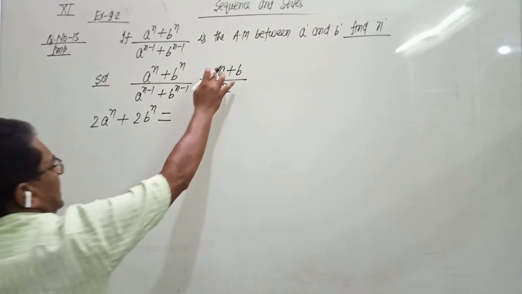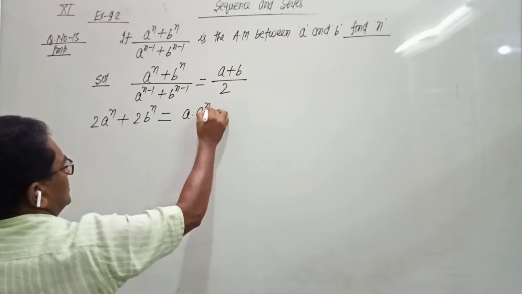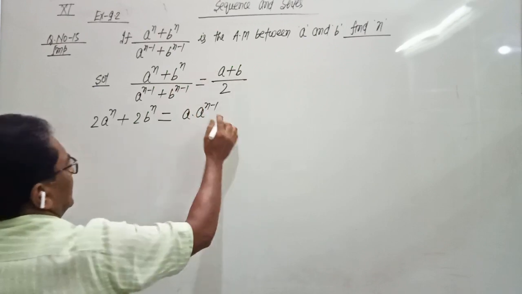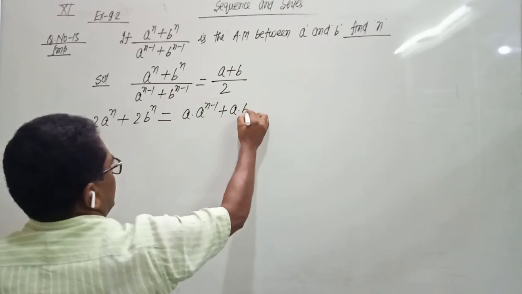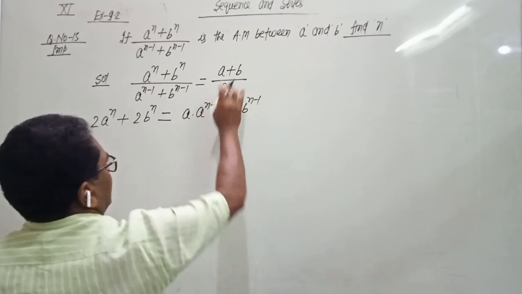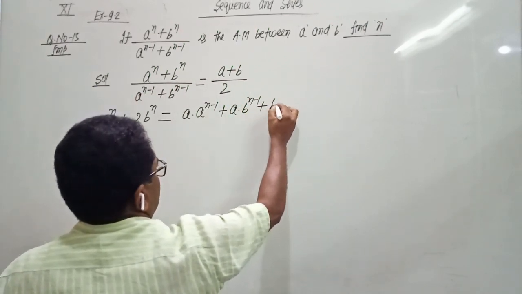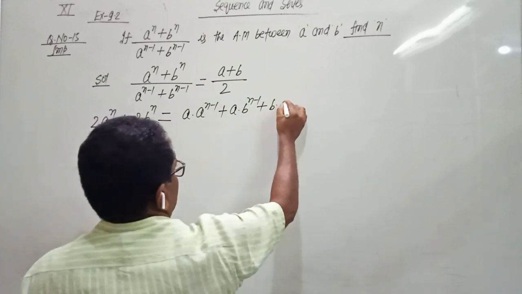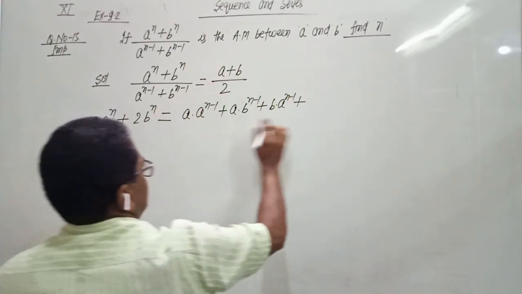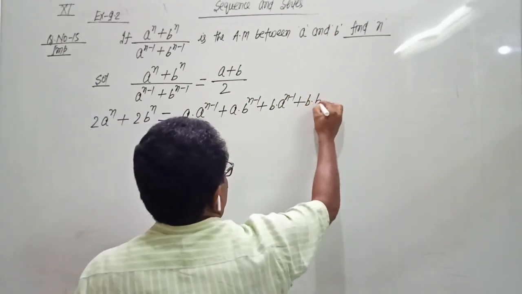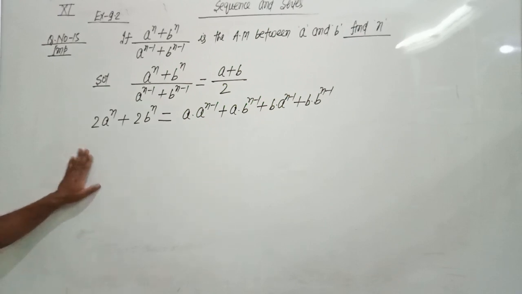a multiplied by both terms, a into a^(n minus 1) plus a into b^(n minus 1). Then b multiplied by both the terms, so b into a^(n minus 1) plus b into b^(n minus 1). We do cross multiplication.